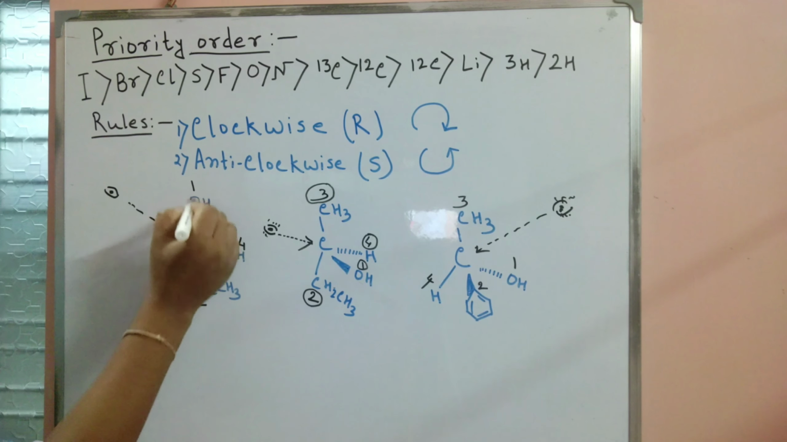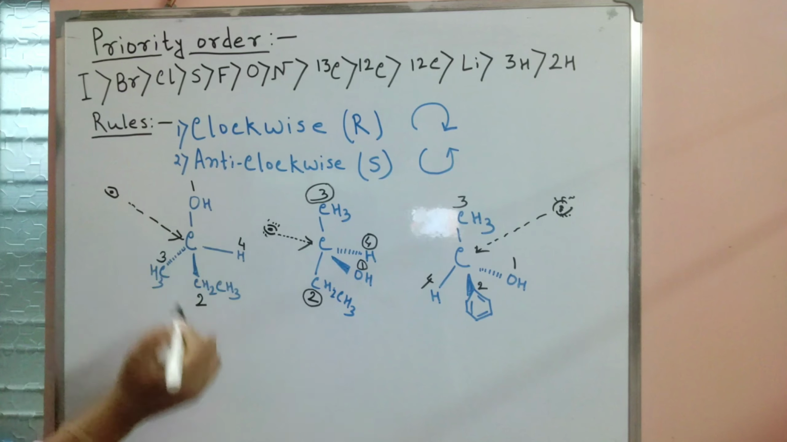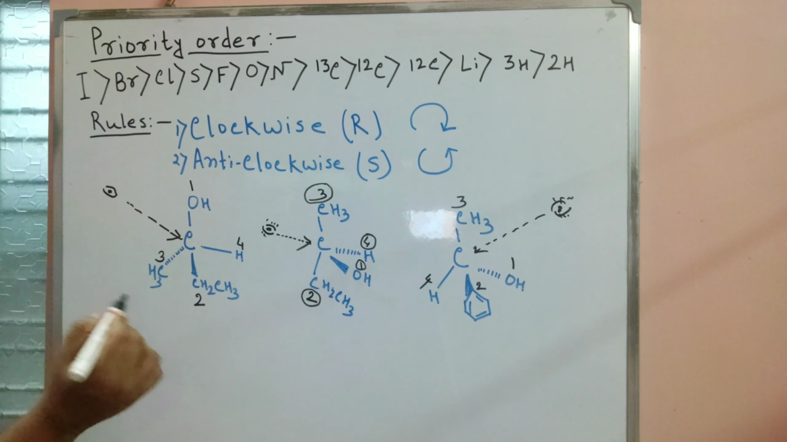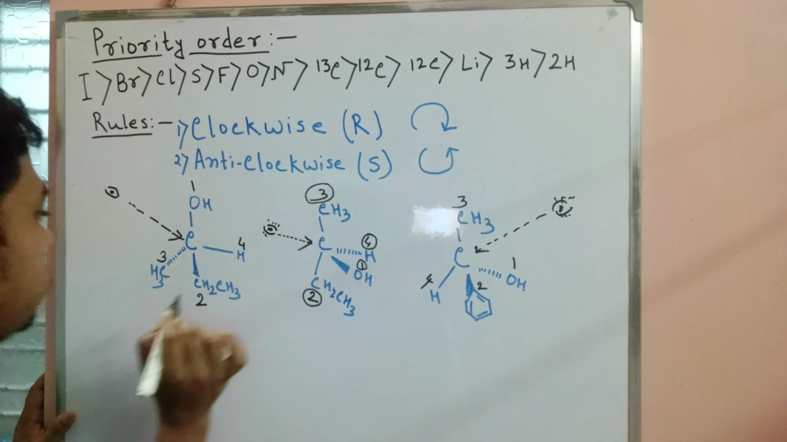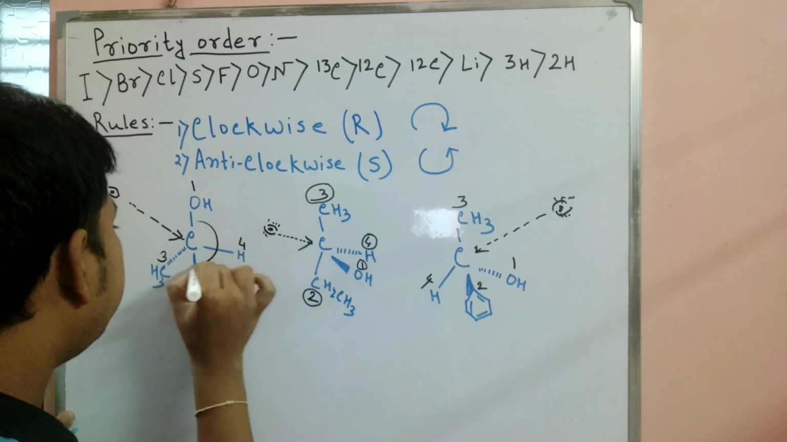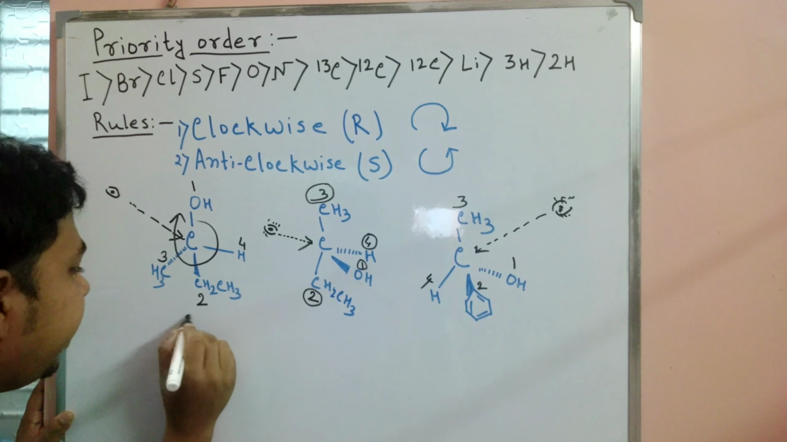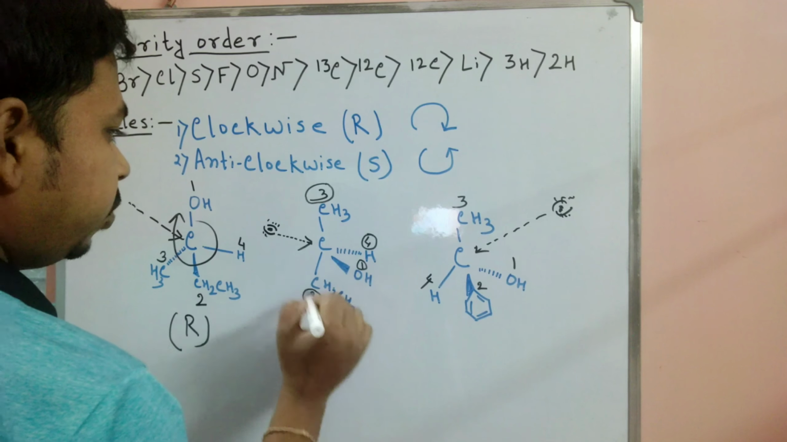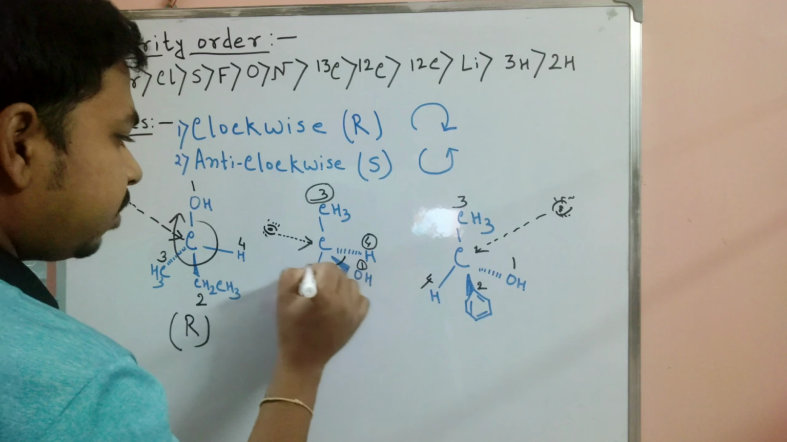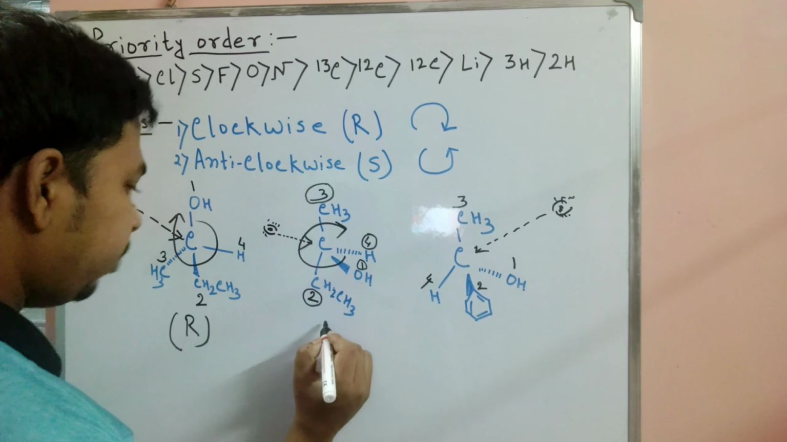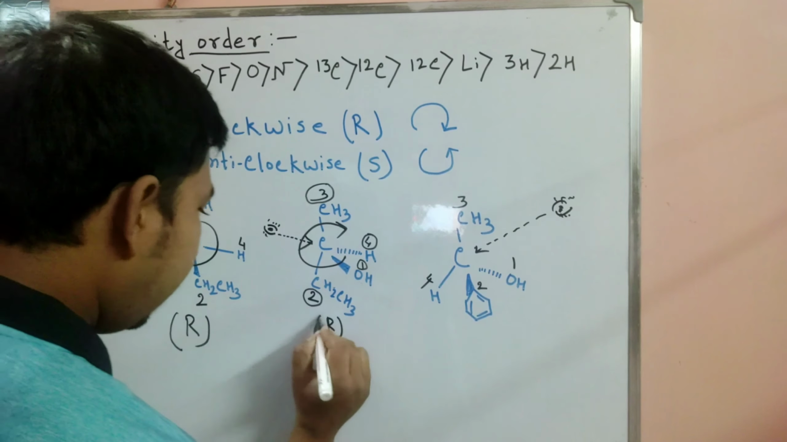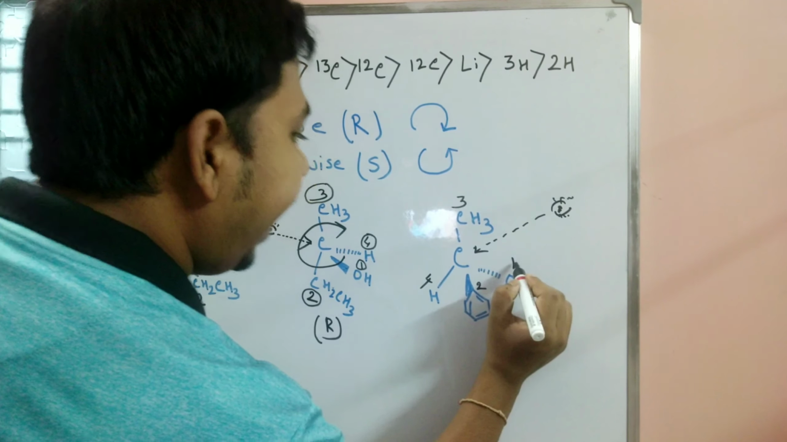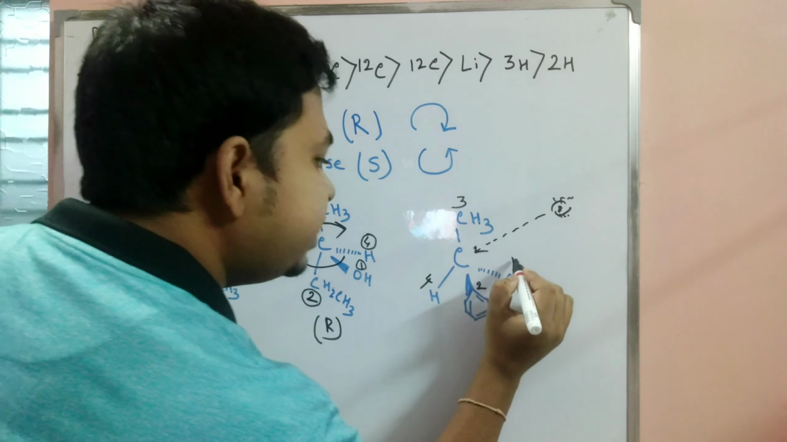Here only oxygen is present, so priority order 1; CH2CH3 is priority 2, then CH3 is priority 3, and 4 is 4. The rotation 1 to 2 to 3 is clockwise, so this configuration is called R. Here the same thing happens: the rotation 1 2 3 is clockwise, so R.